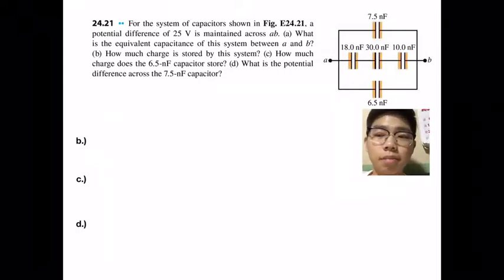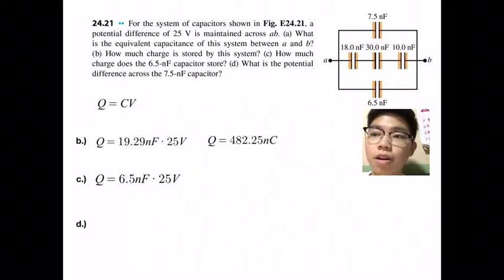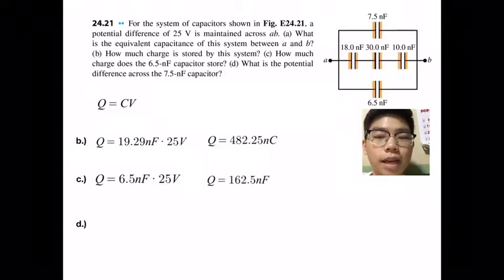So it's just simply Q is equal to 19.29 nF, which is what we solved a while ago, multiplied by the given 25 V, and we end up with a charge of Q is equal to 482.25 nanocoulombs. For letter C, we do the same thing. Since we're already given what our capacitance is, we have Q is equal to 6.5 nF multiplied by 25 V, and we end up with a charge of 162.5 nC.